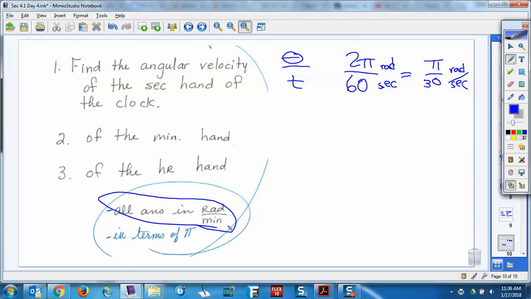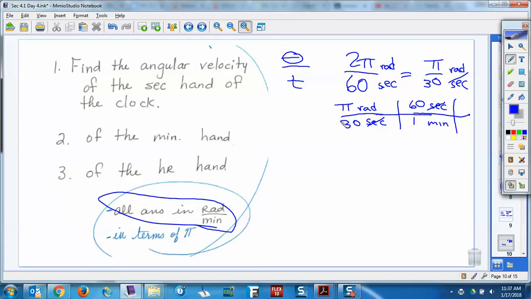Now, down here it said put all your answers in radians per minute. Remember yesterday we had that thing from chemistry class. We want that to be in radians per minute. So what do I need to cancel? Seconds. So I better put seconds up here and minutes down here. Seconds will now cancel, and I'll now have radians per minute.